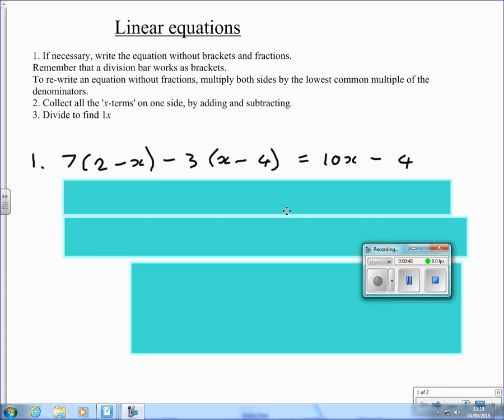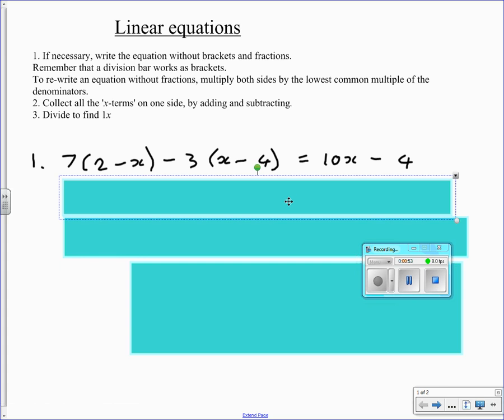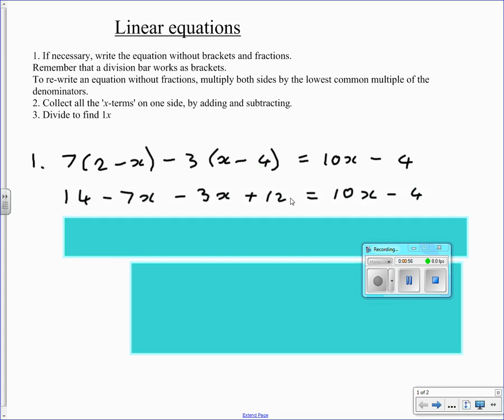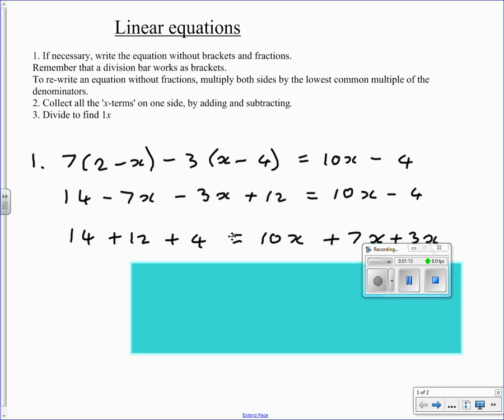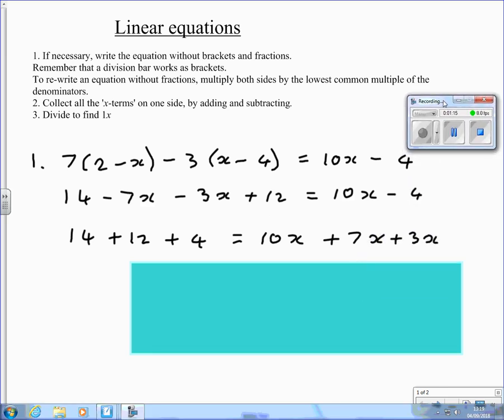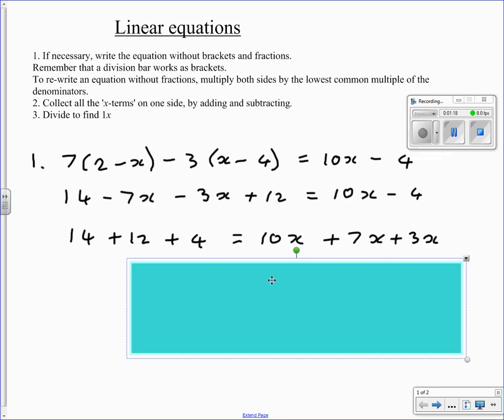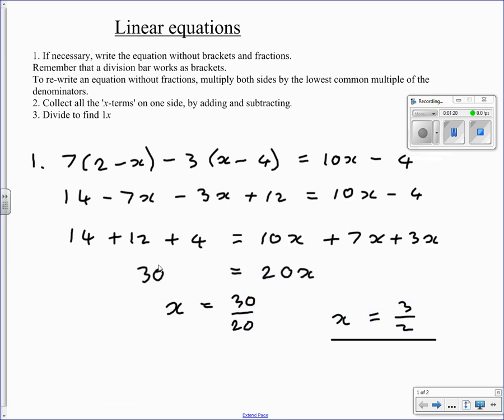This one has no fractions, but it has brackets. The first step is to expand the brackets. Minus 3 times x, that's minus 3x, but it's minus 3 times minus 4 plus 12. Then collect the x terms on one side and the other terms on the other side. It's not necessary to write it as 10x plus 7x plus 3x. You could just work that out in your head.